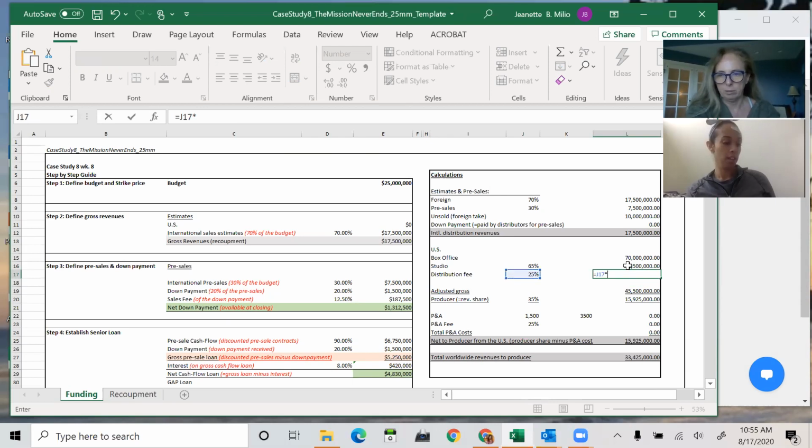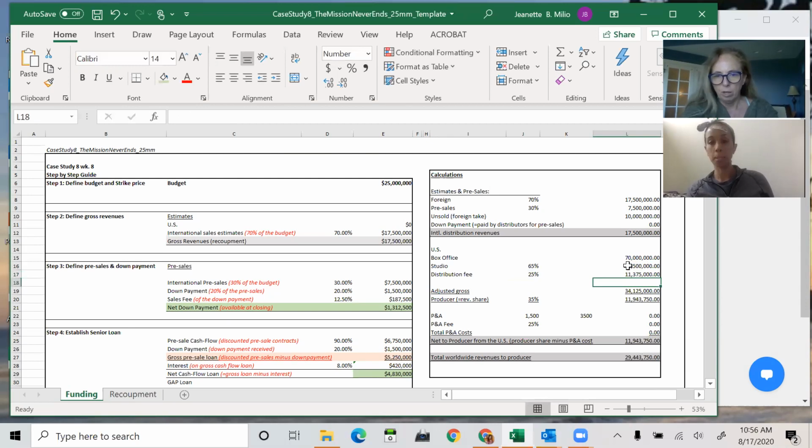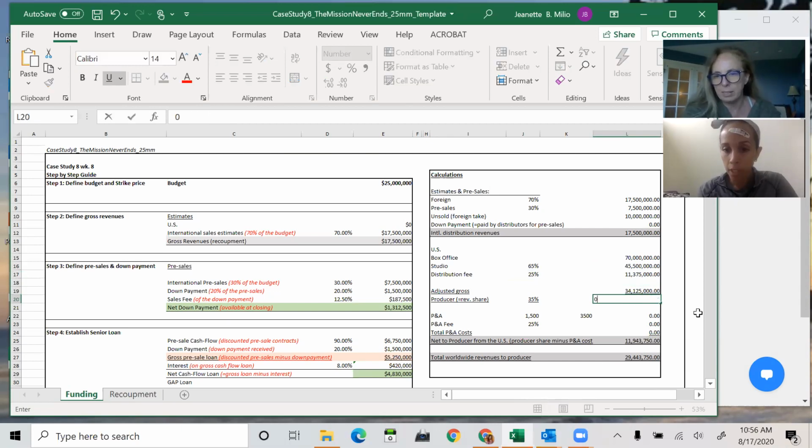Correct. It is 11,375,000. Perfect. There we are. So now, in order for us to figure out what the adjusted gross is, I'm basically just taking the 11 million and deducting it from what the studio has. So this is how I know how much money I'm left with. 35 million bucks. I'm just deducting it. I'm basically taking 45,500,000 minus the distribution fee. I'm left with 34,125,000. That's what I have so far.